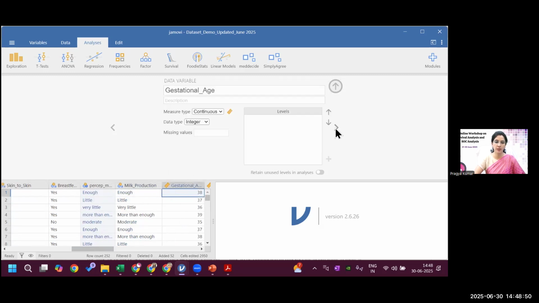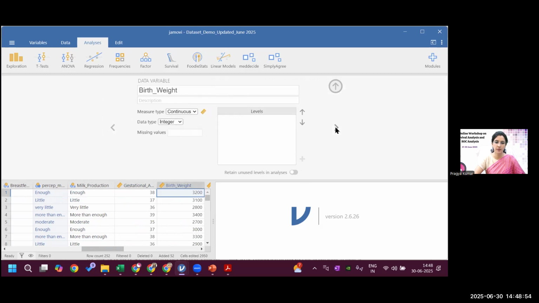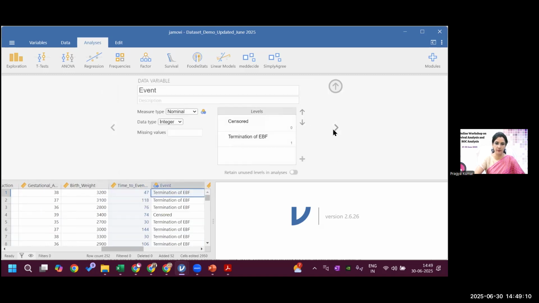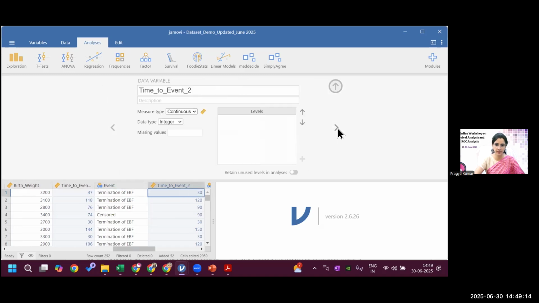Then coming to the other variables, gestational age is again a continuous variable, and birth weight is continuous. This is time to event. Time to event is again a continuous variable because it is the total time, whether a censored time or survival time, depending on whether the child was censored or the event happened. And this is censored, the termination of breastfeeding. So this is the data set.